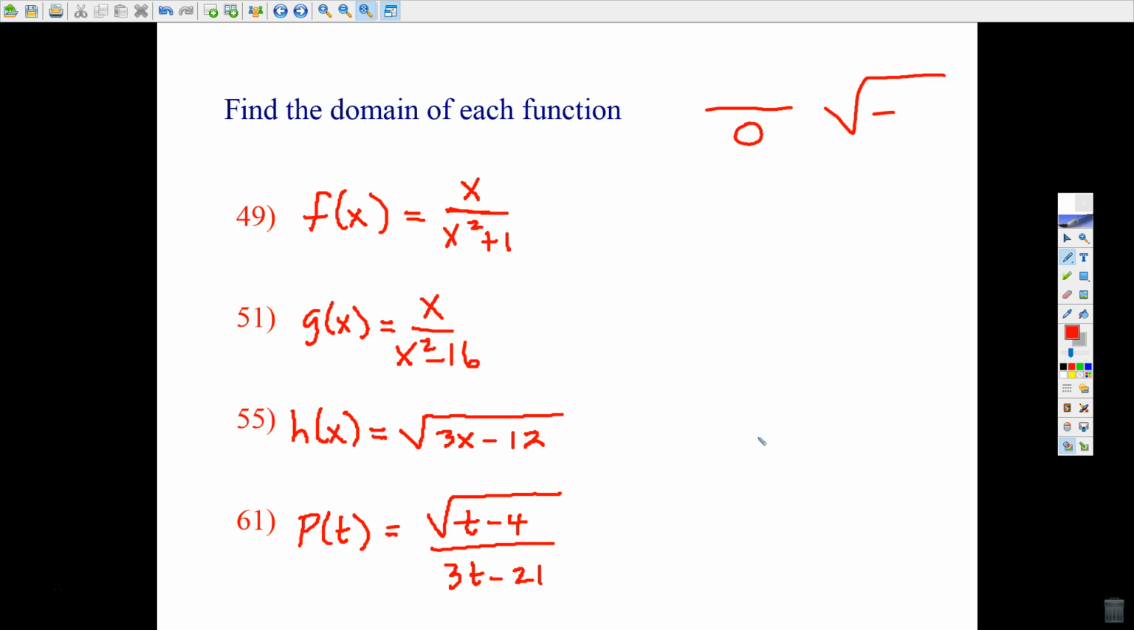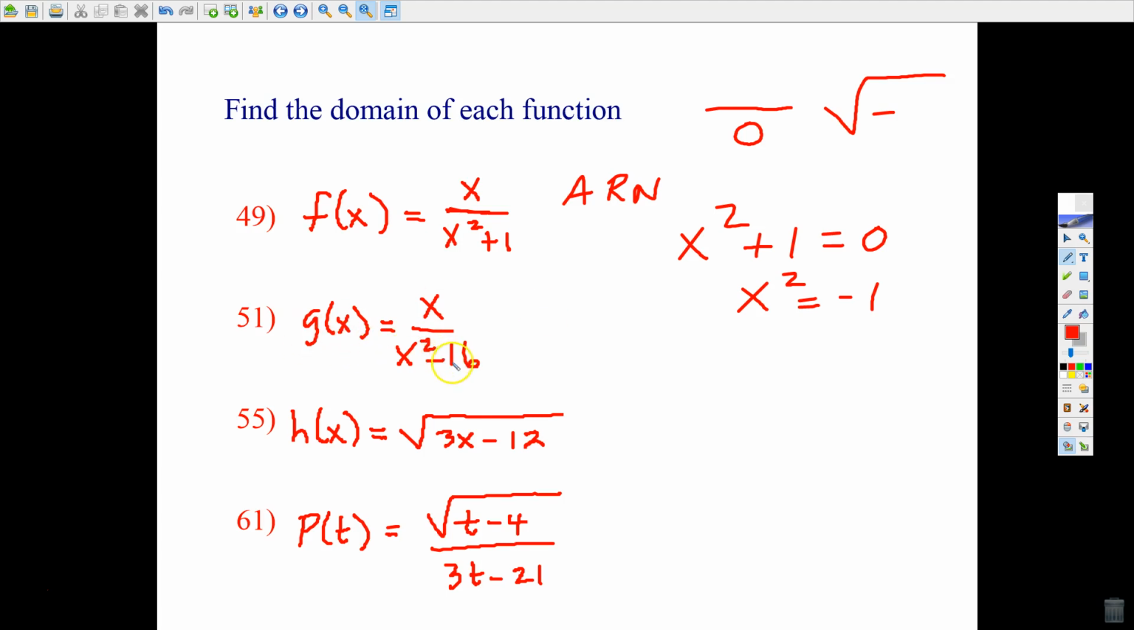All right, so for number 49, I've got to avoid division by 0 when I put a number in for x. Well, am I going to have to worry about 0 in this denominator? Let's think of a number that we could plug in to this denominator and make 0. There is no number. And if you want to prove it to yourself, go ahead and solve this, and if you end up with i involved, then that means it's not possible to make this 0. So for this answer, we're just going to say all real numbers. We don't have to worry about division by 0 because it's not possible.